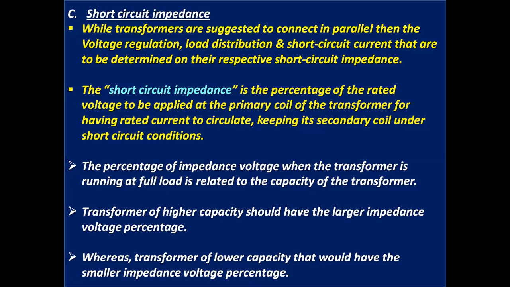The percentage of impedance voltage when the transformer is running at full load is related to the capacity of the transformer. A transformer of higher capacity should have the larger impedance voltage percentage, whereas a transformer of lower capacity should have the smaller impedance voltage percentage.